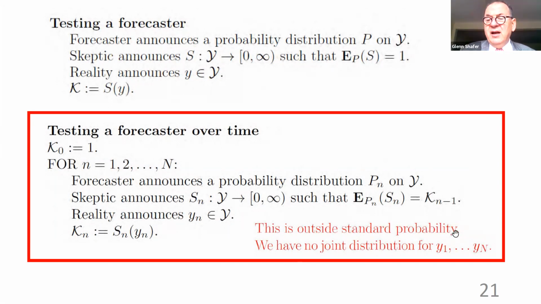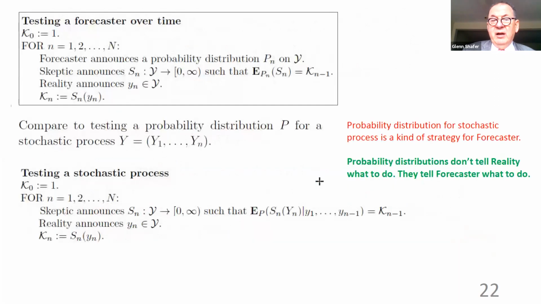But still, we're outside standard probability theory because we didn't start with a joint distribution for y1 up to yn. On each step, the forecaster told us a new probability distribution. And the forecaster is acting freely here, and so is the skeptic. People don't have to be playing with a strategy. The forecaster might not even have decided what experiment he was going to make before he saw the outcome of the first round. He might be playing a strategy. So we'll talk about that.